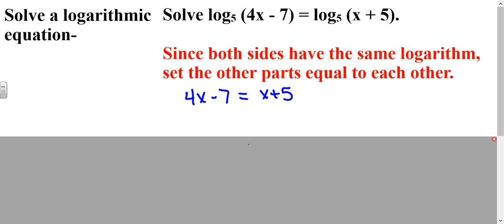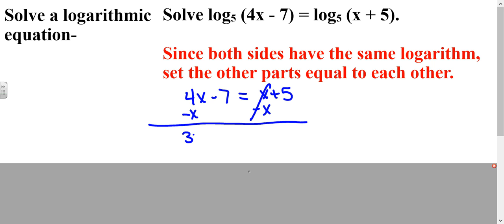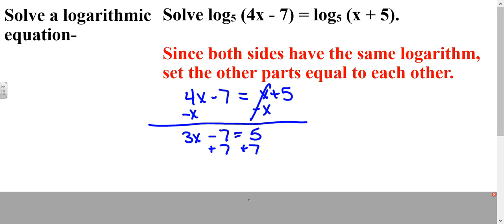Now when you're solving an equation with x's on both sides, what do you have to do first? Well, you have to cancel out one of the x's. I like to always choose the smaller one, so I'm going to subtract x from both sides. So 4x minus 1x would be 3x minus 7 equals 5. Then we're going to add 7 to both sides. So we get 3x equals 12. So then we divide by 3, and x equals 4.